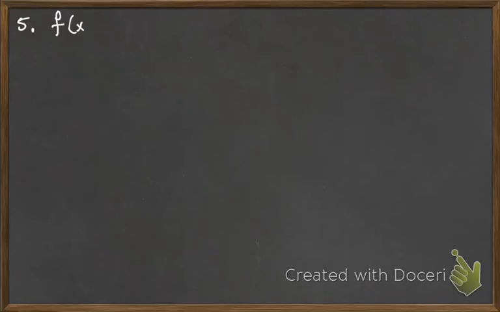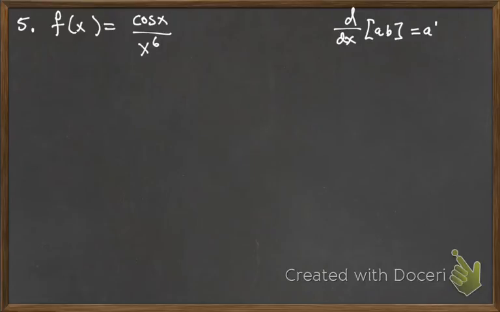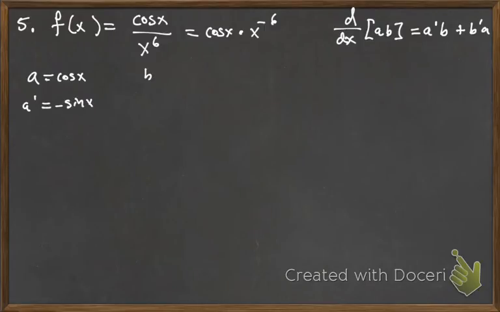All right, number 5, f of x is equal to the cosine of x over x to the 6th, and we'll just write ABA off to the side again, just to remind ourselves. Okay. So I'll have to rewrite this as cosine x times x to the minus 6. So A is cosine of x, A prime is minus sine x, B is x to the negative 6, and then bring down that exponent, subtract 1 from your exponent for B prime.